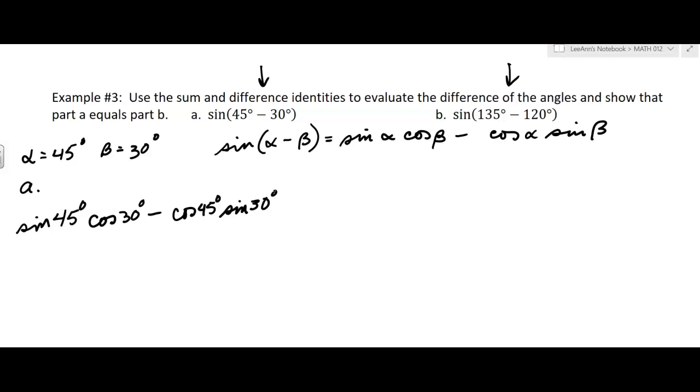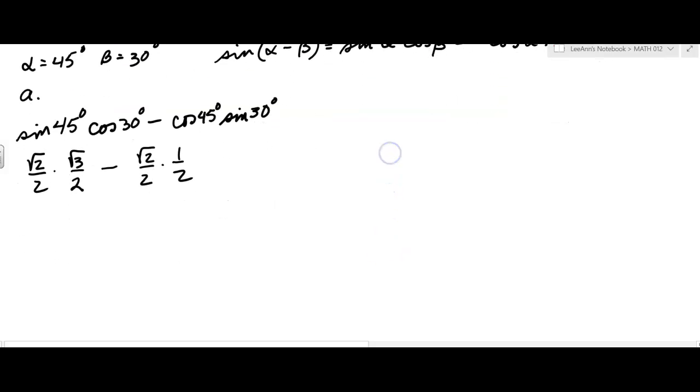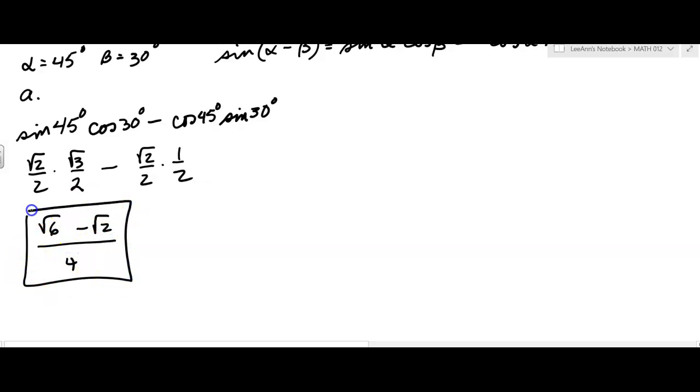So what's the sine of 45? Square root 2 over 2. Cosine of 30 is square root 3 over 2. We've seen this before. Minus, now what's the cosine of 45? Square root 2 over 2. And what's the sine of 30? 1/2. I feel like we've seen this before, but not surprising because we keep seeing the same special angles, right? Okay. So you get the square root of 6 minus the square root of 2, all over 4. Okay, so that one's done.